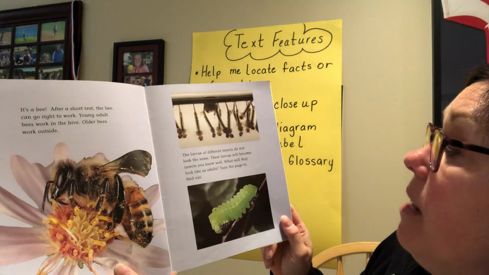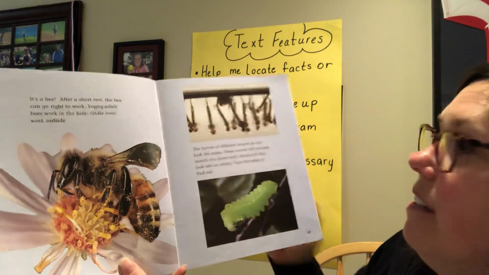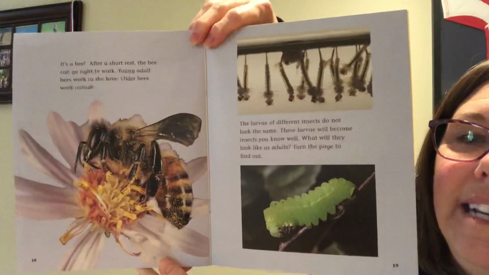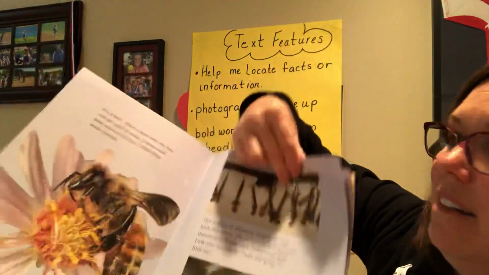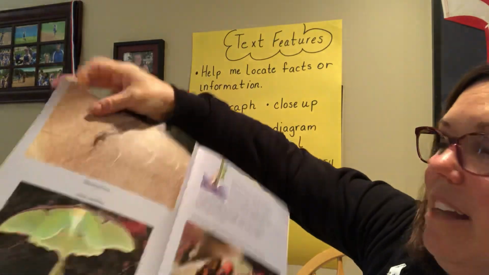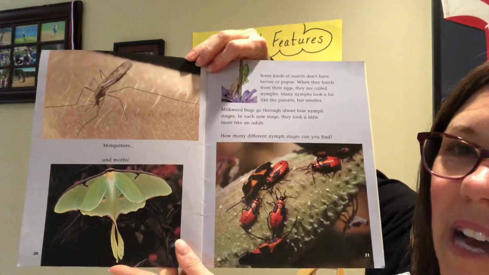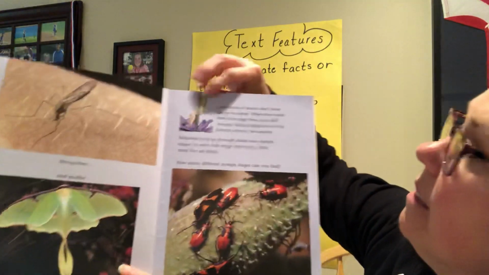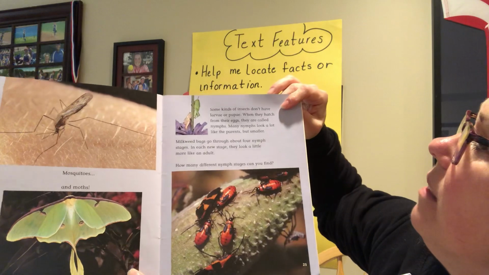The larvae of different insects do not look the same. These larvae will become insects you know well. What will they look like as adults? What do you think they're going to look like as adults? So here they are. They're going to be mosquitoes and moths. Did you guess that?